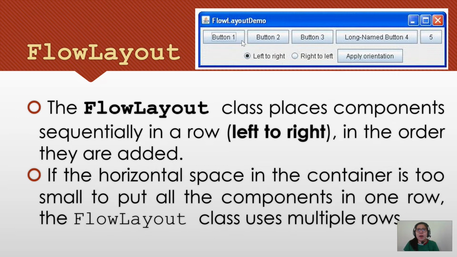So here we have 5 buttons in the first row. Since there is no more space in the first row, it creates another row for the other components. We have here the radio buttons and another button. So here, if another component is added again, these will adjust again to the left.